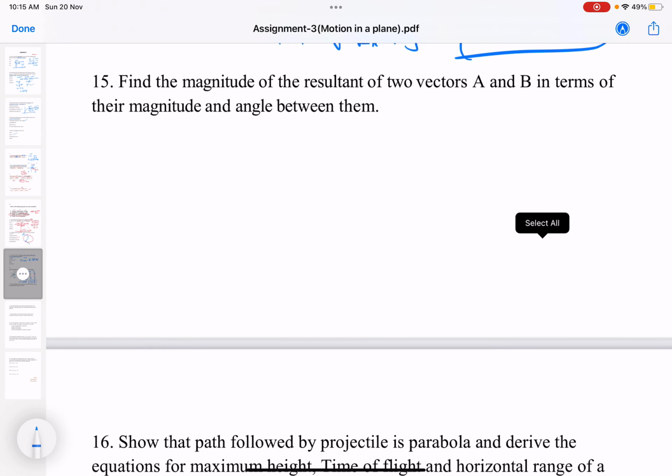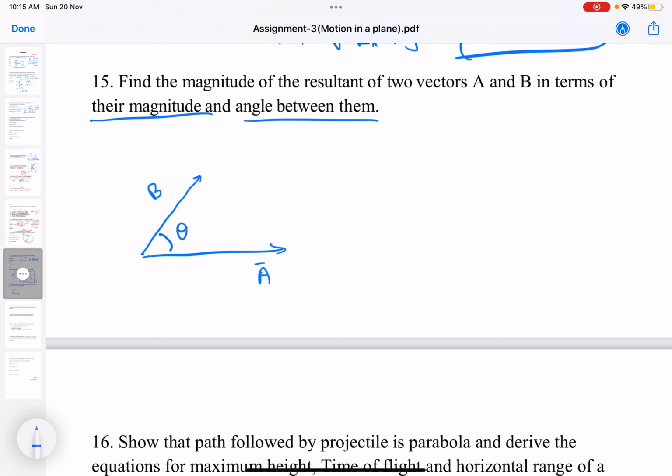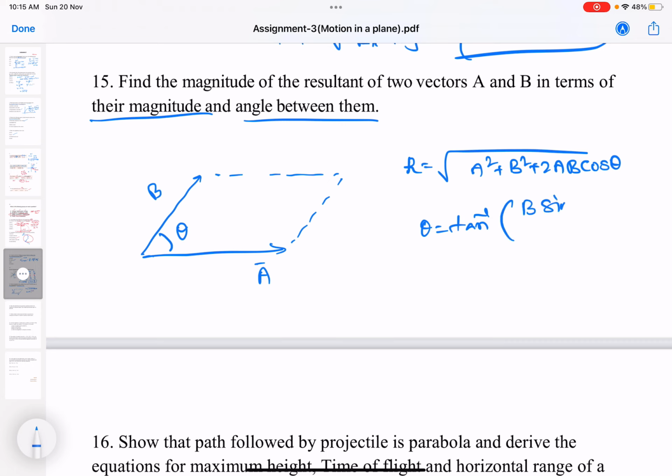Next, find the magnitude of the resultant of two vectors A and B in terms of their magnitudes and the angle between them. I have discussed this already in the classroom. If vector A and vector B are like this, and the angle between the vectors is this much, solve this using the parallelogram law of addition. The answers are: resultant magnitude equal to the square root of A square plus B square plus 2AB cos theta. Prove this again. And theta equal to tan inverse of B sin theta by A plus B cos theta. We solved this question in the classroom. Again, solve this in the assignment.